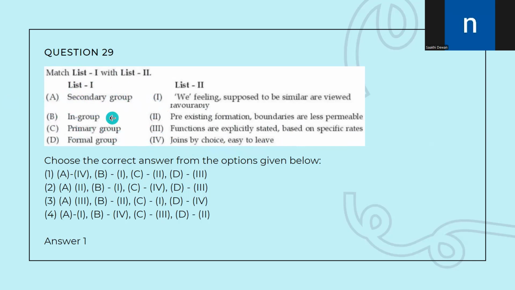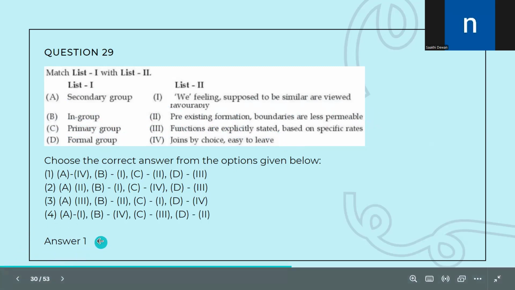The second is in-group. In-group refers to the we feelings, supposed to be similar and are viewed favorably. The third one is primary group. Primary groups are pre-existing formations. We cannot join them by choice. They are pre-existing formations, and the boundaries of such groups are less permeable. That is, it is not easy to leave primary groups. And the last one is the formal group. Under the formal group, the functions are explicitly stated based on specific rules. So the correct answer would be option number one.